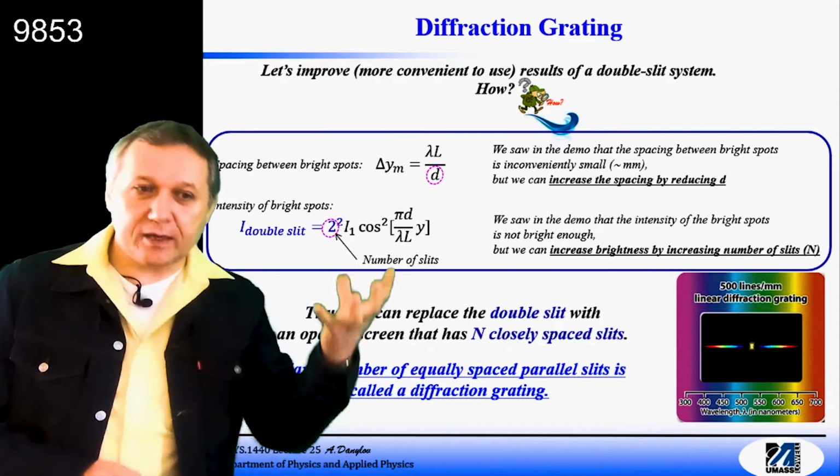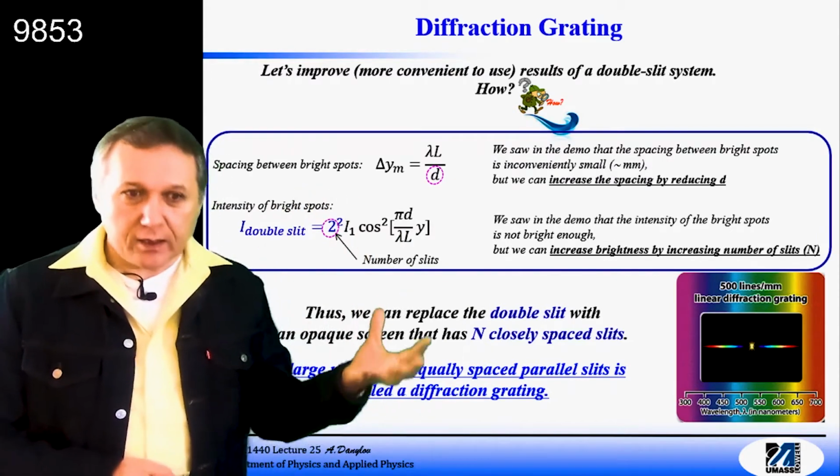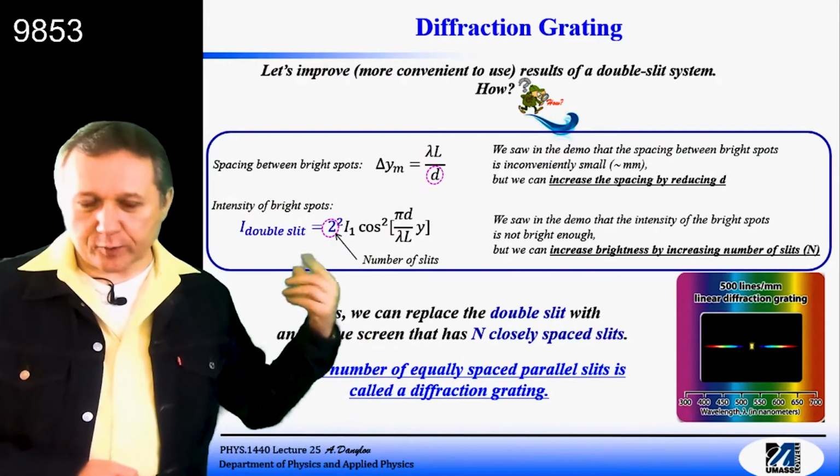Second, how can we make bright spots brighter? And again, we did not discuss this formula before.